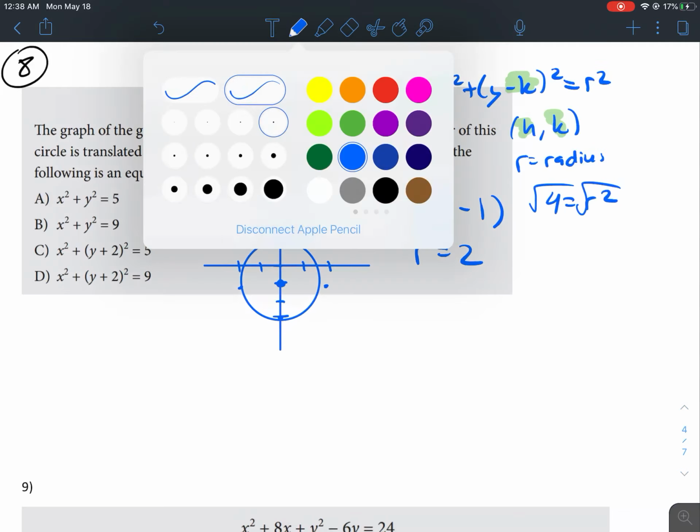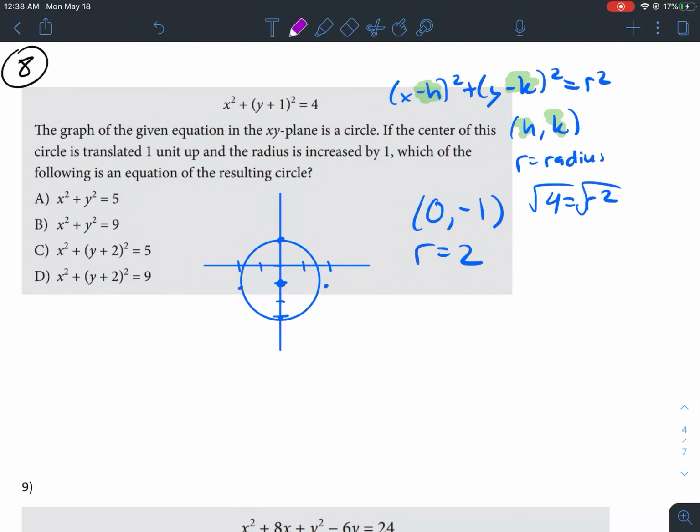If we were to translate this circle, it tells us the center of this circle is translated 1 unit up and the radius is increased by 1. First, let's translate it 1 unit up. If we go 1 unit up, we're actually at the origin, so our new center is 0, 0. Then they want us to increase the radius by 1, so our new radius is going to be 3 because our original radius was 2.